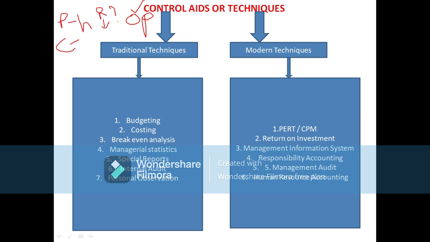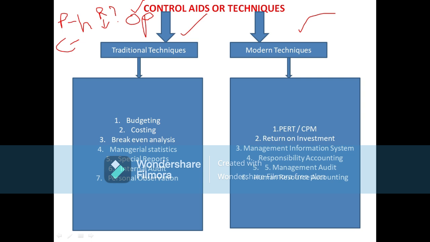There are several techniques. As I said before, we have different techniques or several aids for this controlling purpose. These may be classified as traditional techniques and modern techniques. Under traditional techniques, we will study budgeting, costing, break-even analysis, managerial statistics, special reports, internal audit, personal observation, etc. Under modern techniques, we are going to study PERT or CPM. PERT is Project Evaluation Review Technique, and CPM stands for Critical Path Method.